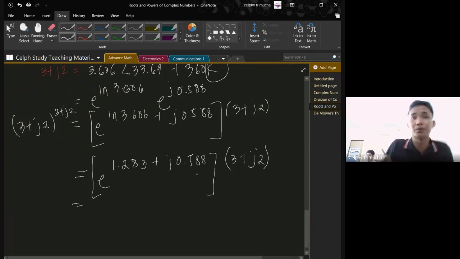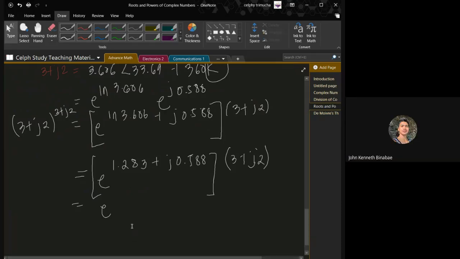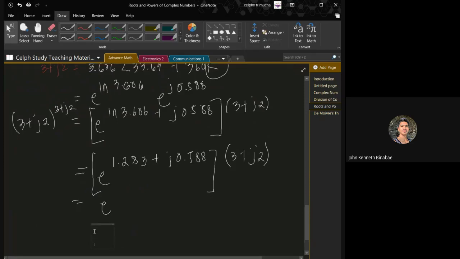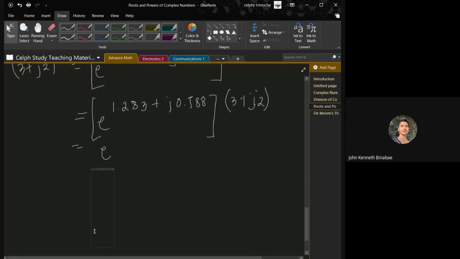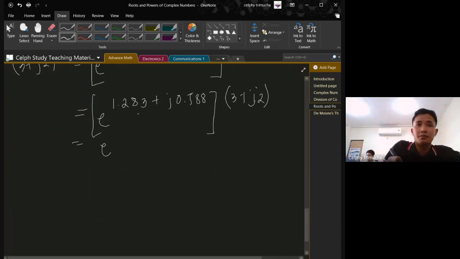Then perform ta lang ang polar form sa ating exponents. So convert na in polar form, diretsyon lang sa inyo calculator, pila niyang value. 1.283 plus j times 0.588. Lang value ang polar form niya.